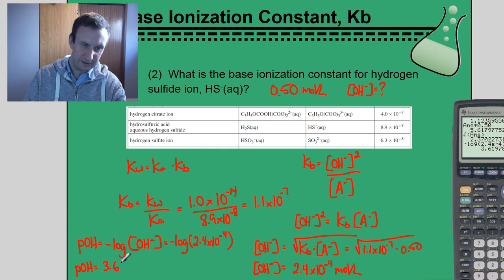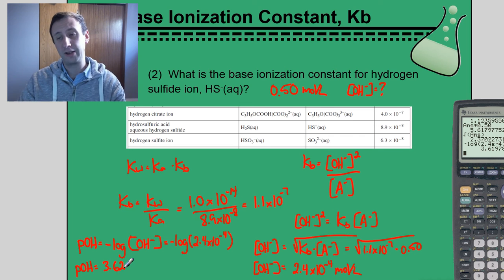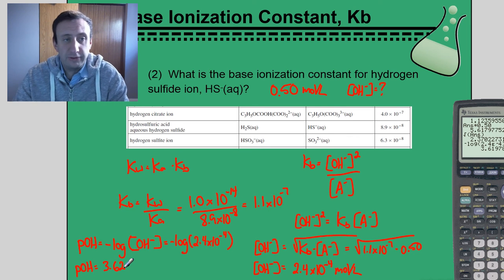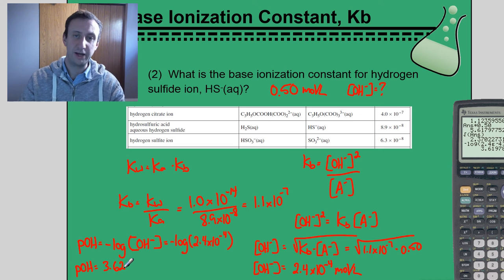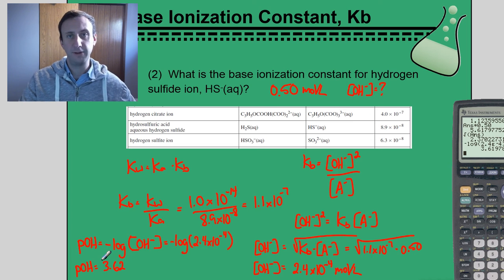3.62 as a pOH. And then from there, I could actually figure out pH, for example, or hydronium concentration, whatever I need to find. All right, I feel like we need one more example for this because there's a bit of complexity. So let's do one more example on the fly.